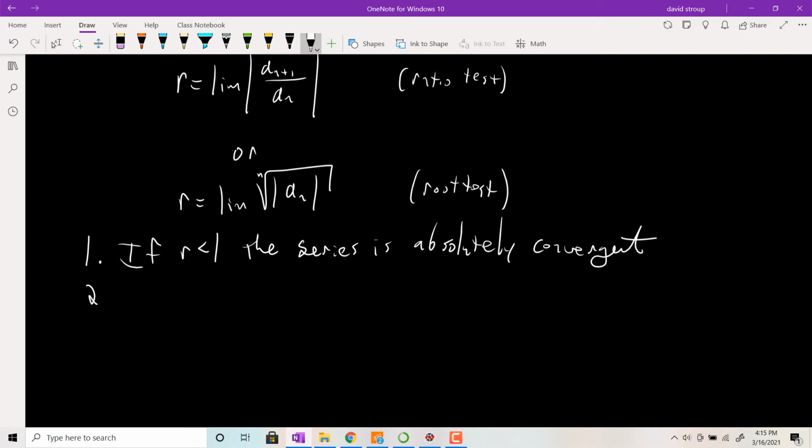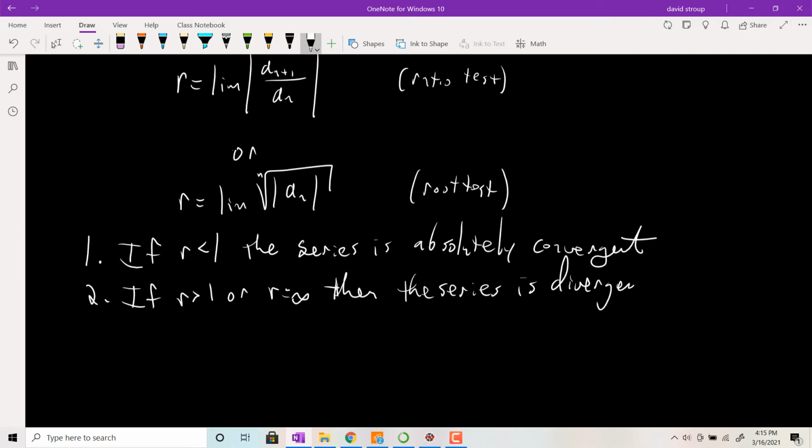Okay. Secondly, if r is greater than 1, or r is equal to infinity, then the series is divergent. Then thirdly, if r is equal to 1, the test is inconclusive. Okay. So you have to try something else.